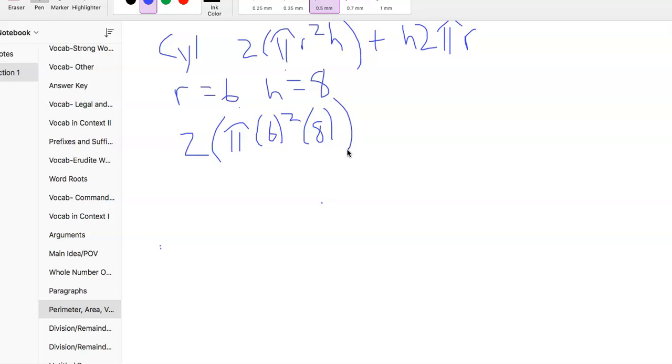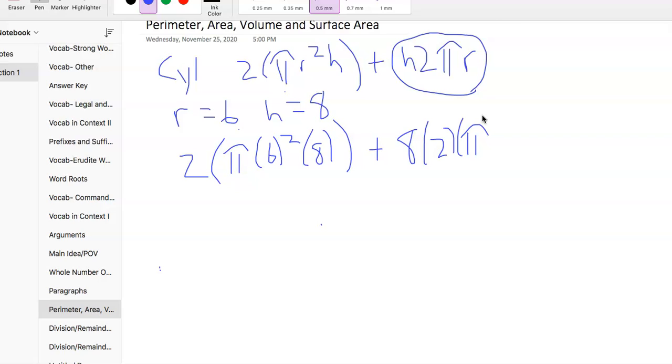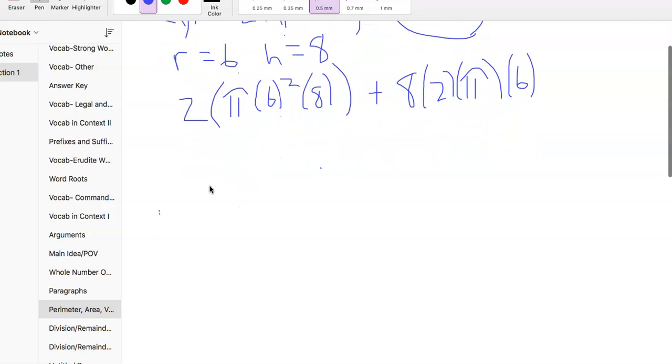Okay, plus, then we see over here we have h 2 pi r, right? Okay, so we have height was 8 times 2 times pi times radius is 6. Okay, so we filled all that stuff out, right? And you just want to think, just take your time with it. That's such an important thing in math. Take your time with the stuff.